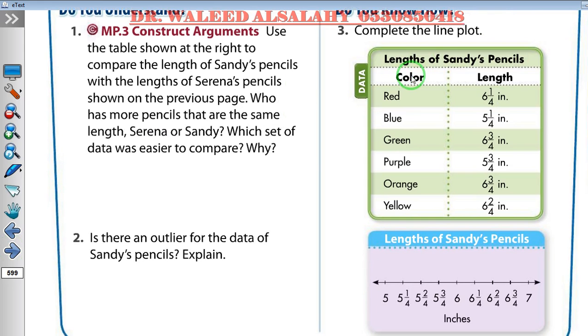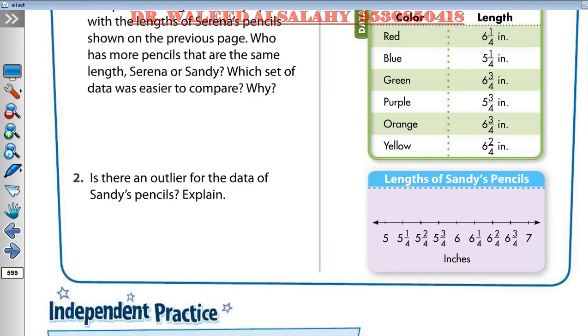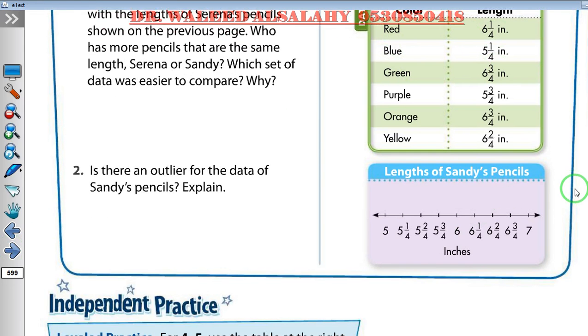Here he said complete the line plot. It's easy, the same thing. 6 and 1 over 4. Firstly, we'll start from the lowest one. We will check if we have 5 or not. There is no 5, teacher. Is there 5 and 1/4 or not? There is 5 and 1/4. Yeah, 1 time. So no need to put a circle. It's easy to put a cross. 5 and 1 over 4, so 1 time, put a dot.